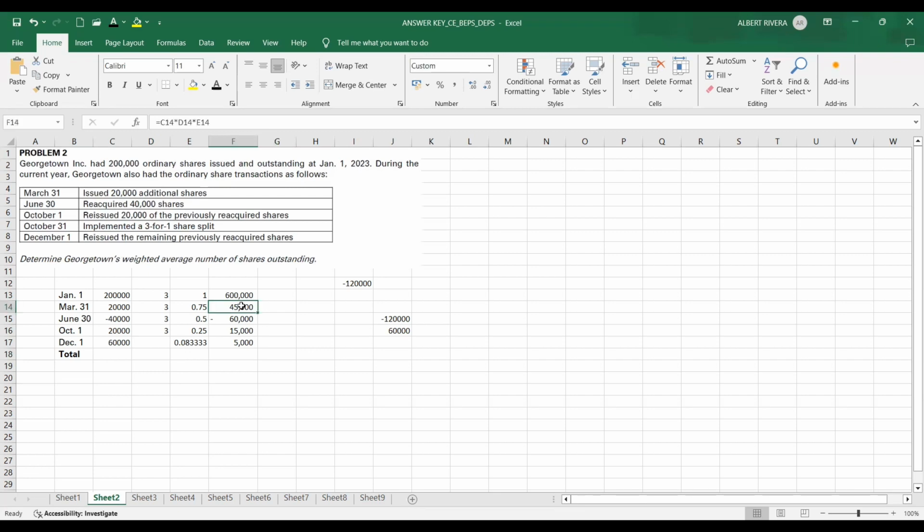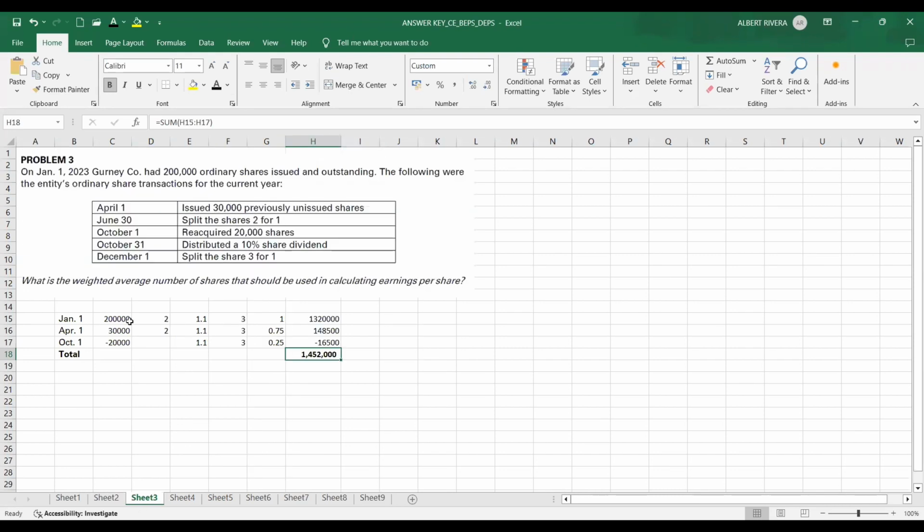600 plus 45 minus 60 plus 45 plus 5. And the answer here is 605,000 weighted average number of shares outstanding. And that is your problem 2.